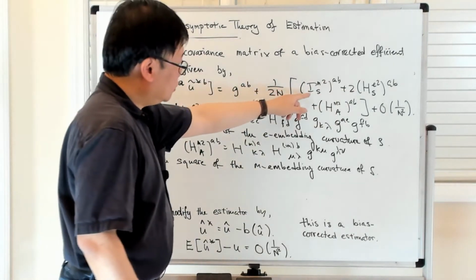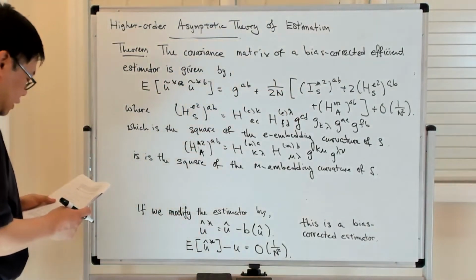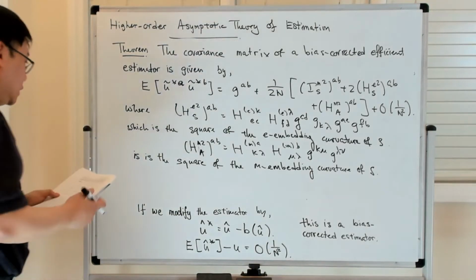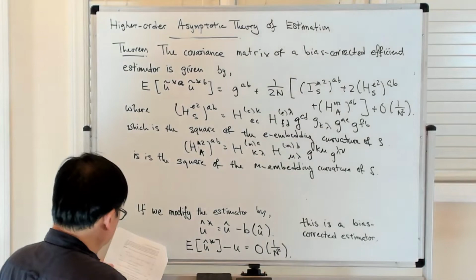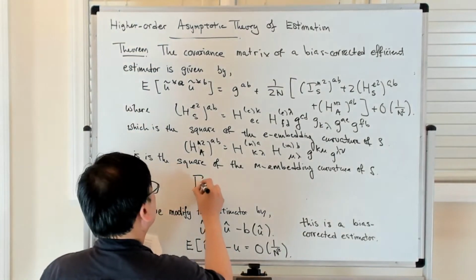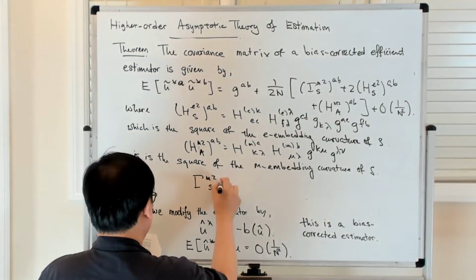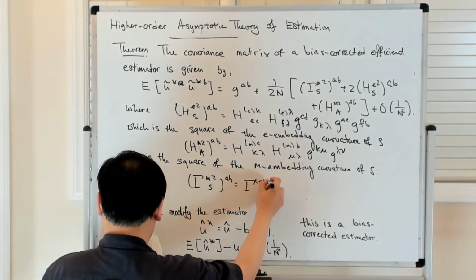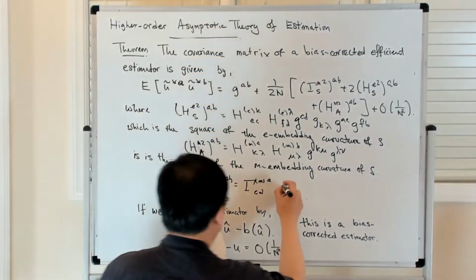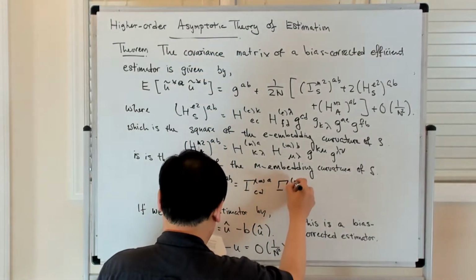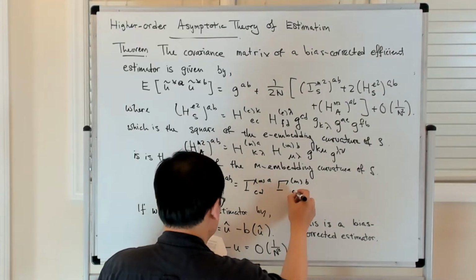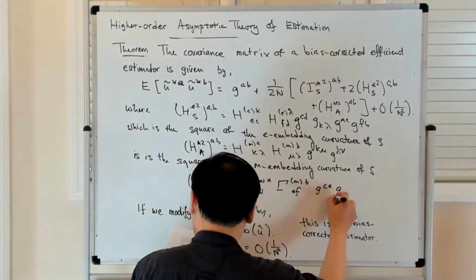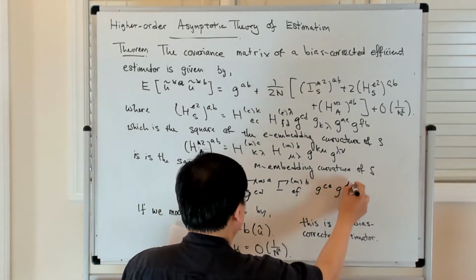And then there's one additional term which has to do with the properties of the fiber of this ancillary family, right? And then this (Γ^M)²_AB, which is Γ^M_{ACD} Γ^M_{BEF} G^{CE} G^{DF}.